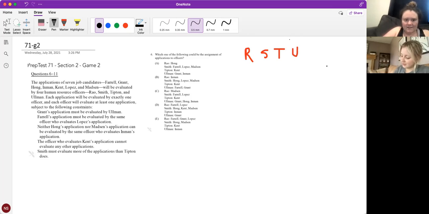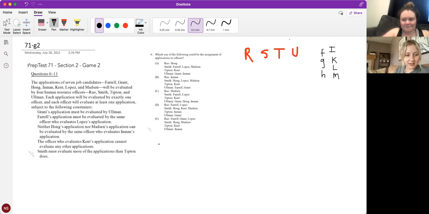Excellent. So F, G, H, I, K, L, and M. All right, so now what? Okay, so now we have the constraints that we have to focus on.